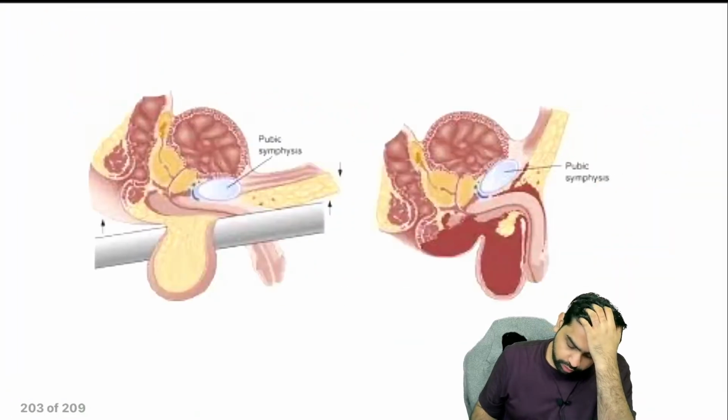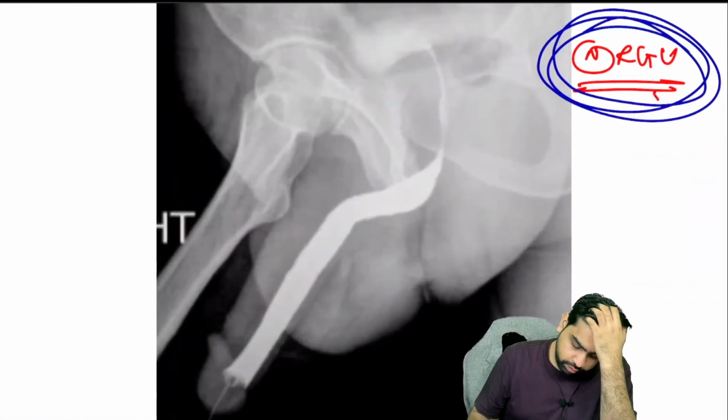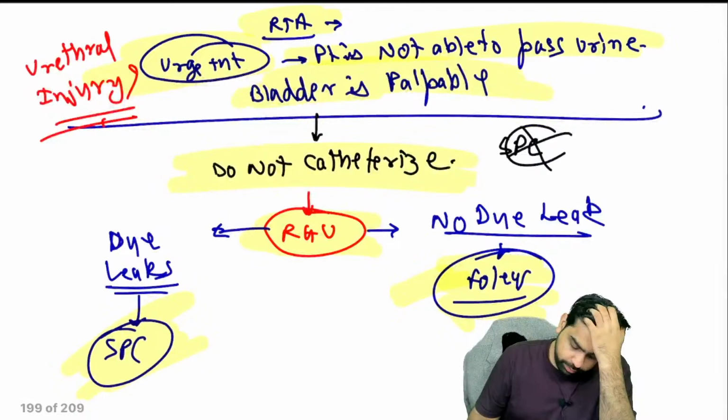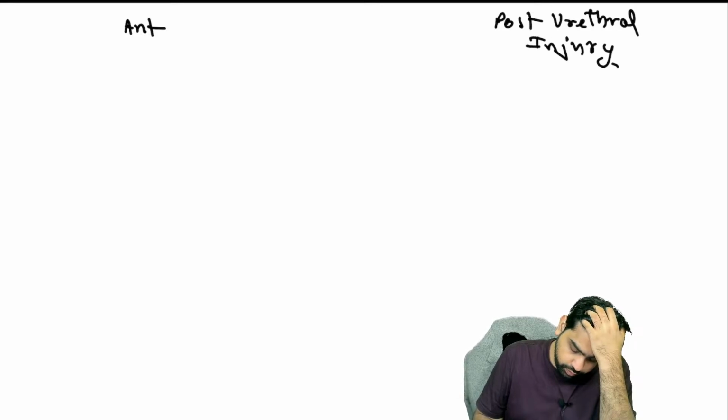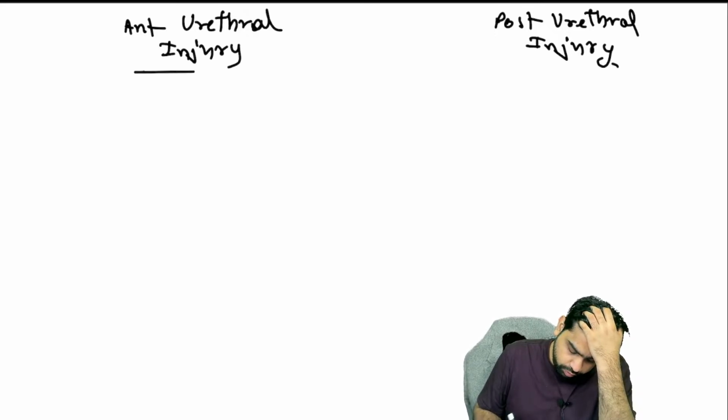So now let's talk about this. What we need to understand is the anterior and the posterior urethral injury. Anterior urethral injury and the posterior urethral injury.